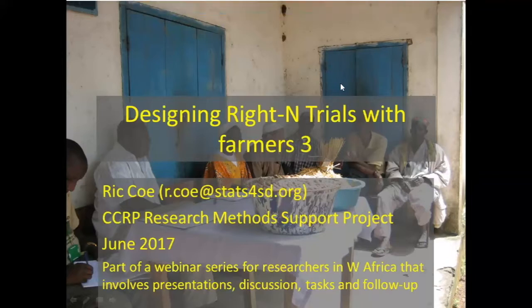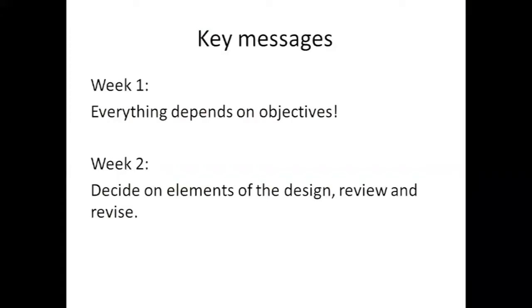This is the third in the short series of webinars on designing right end trials with farmers. And the key messages I hope from the previous two sessions were these. From the first week, we talked about objectives, and the reason these are so important because everything depends on the objectives. Every other part of the design should be a response to these exact objectives you have.